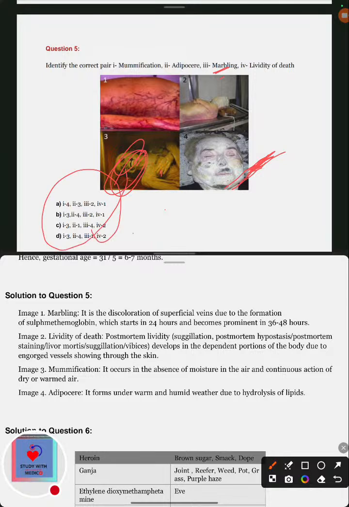So the first image is marbling. Marbling is the discoloration of superficial veins due to formation of sulfhemoglobin. It starts in 24 hours and becomes prominent in 36 to 48 hours. So it's marbling.